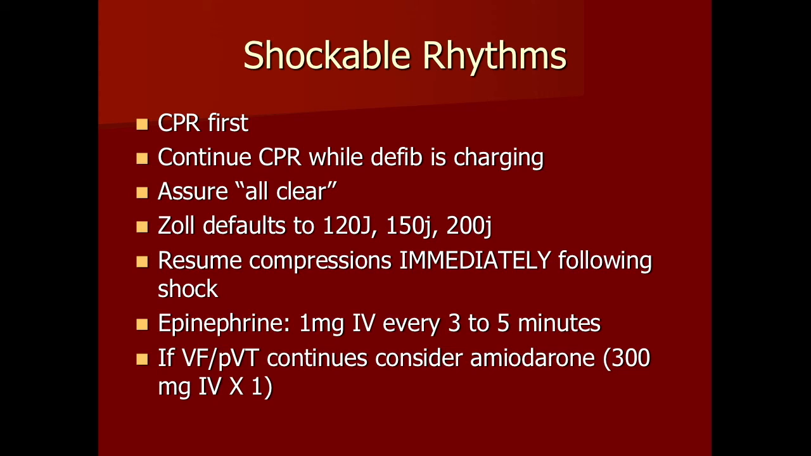Epinephrine is the drug of choice for both shockable and non-shockable rhythms. You want to give that 1 milligram IV push every 3 to 5 minutes. If VFib or pulseless VTAC continues, you want to consider giving amiodarone 300 milligrams IV push times 1 dose.